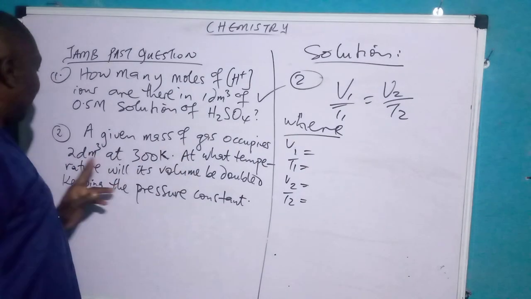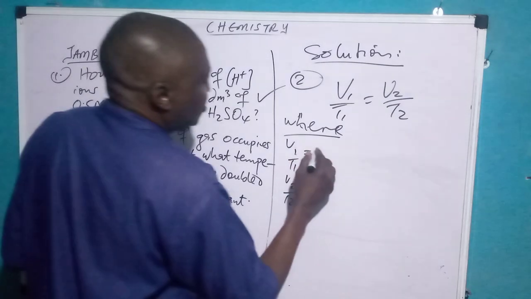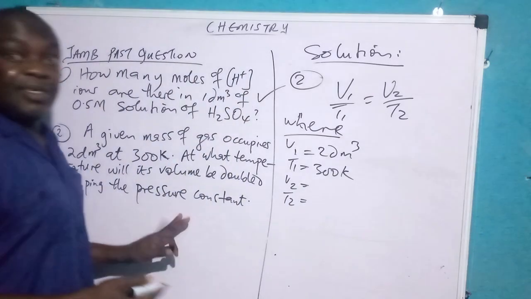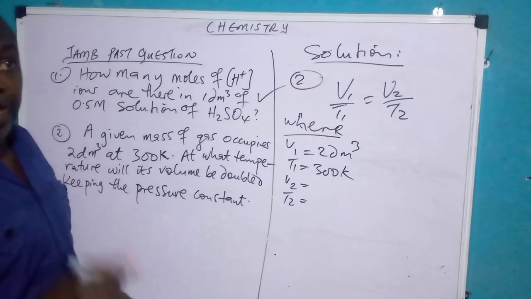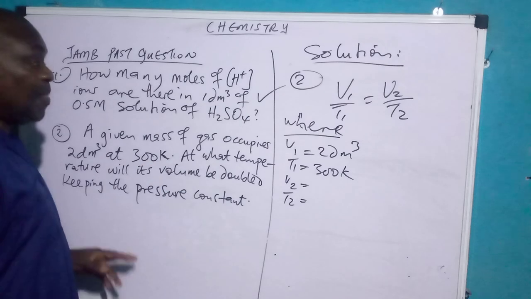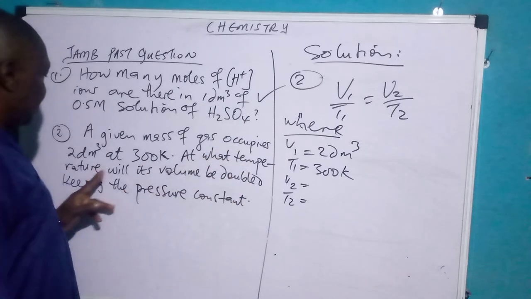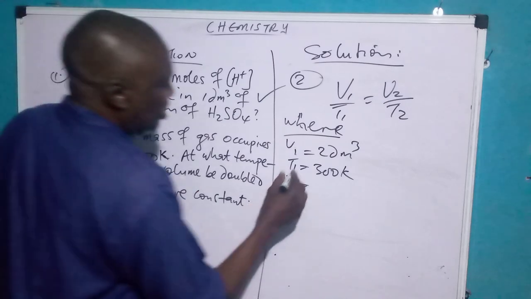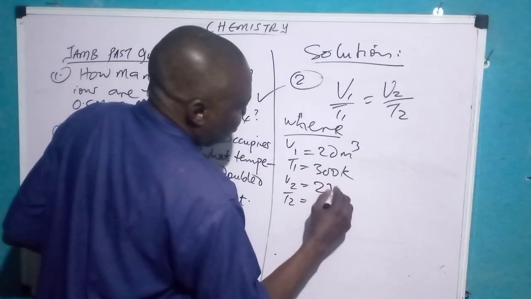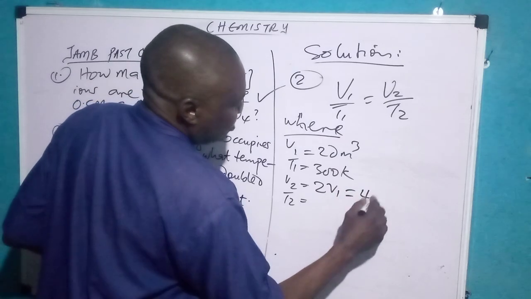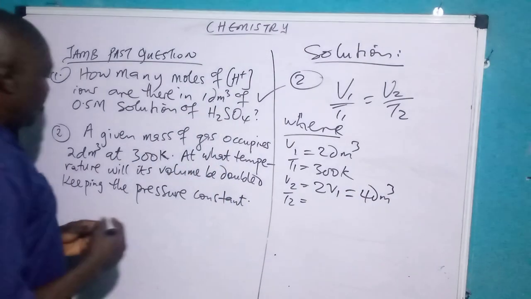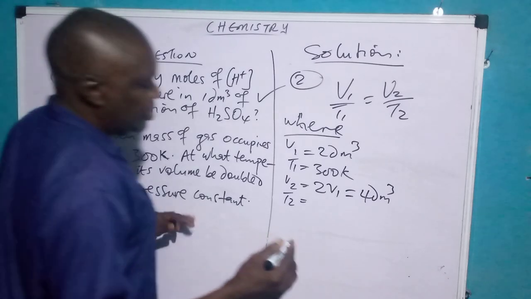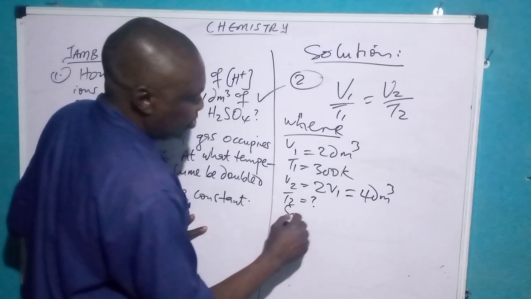The given mass of gas occupies 2 dm cube at 300 Kelvin. So this is 2 dm cube, this is 300 Kelvin. They've helped us by converting it to Kelvin. If it's in Celsius, you must add 273 to get Kelvin before you start calculation. You don't do all this calculation using Celsius. At what temperature will its volume be doubled? So here we have 2V1, which is equal to 4 dm cube. Keeping the pressure constant, we don't have interest in that. So at what temperature? We substitute.